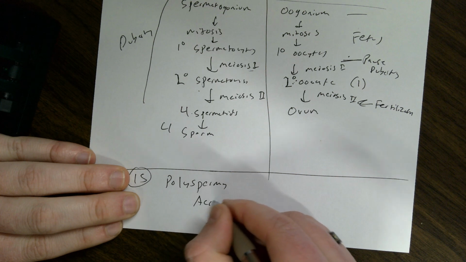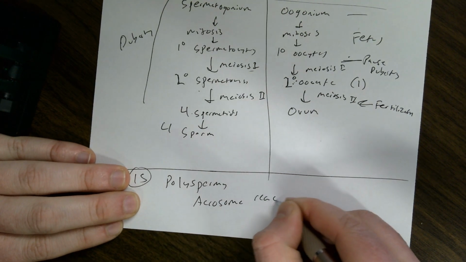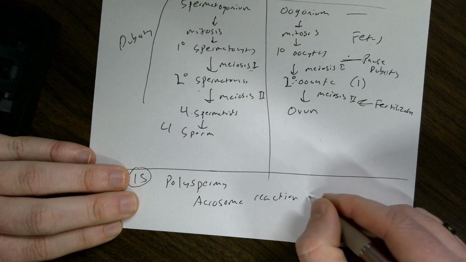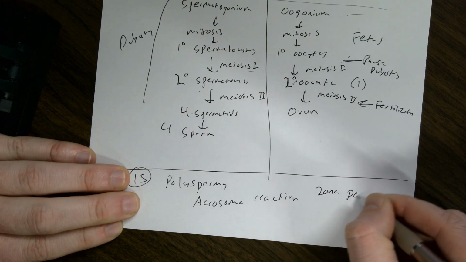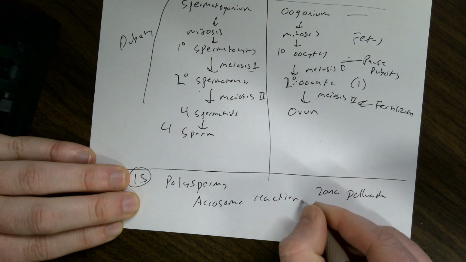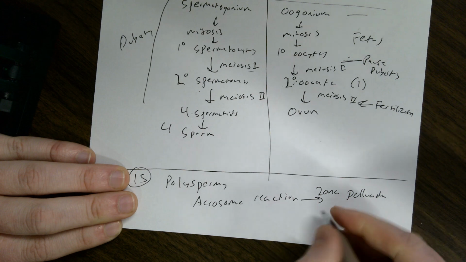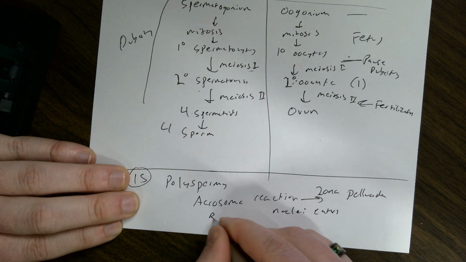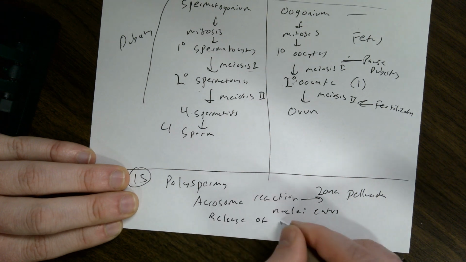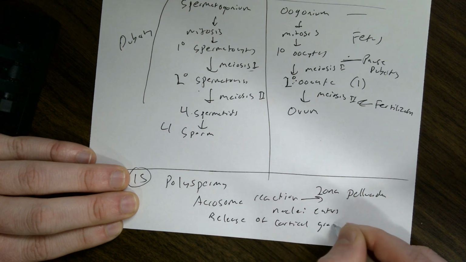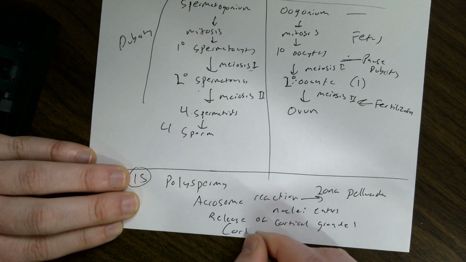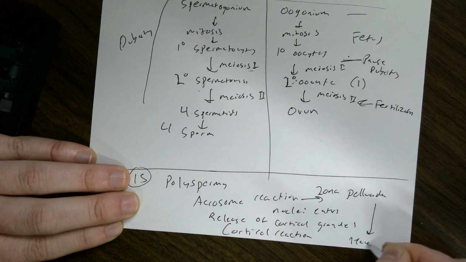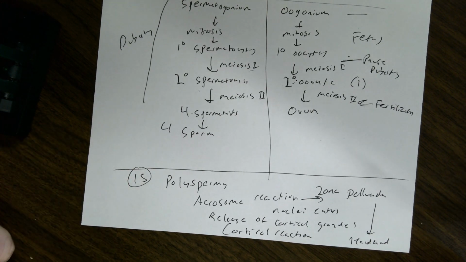And so we have what's called the acrosome reaction. This is how the sperm actually will penetrate the zona pellucida. So the egg has a layer called the zona pellucida that surrounds it. And so the acrosome reaction eats through that zona pellucida and allows the nucleus to enter. When it enters, it triggers the release of cortical granules. And these then cause the cortical reaction. And this causes the zona pellucida to become hardened, and it will not let another sperm through, and it prevents polyspermy.